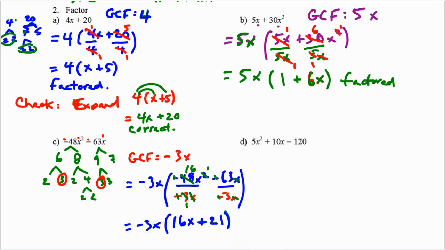Good. If we were to check this, negative 3 times 16 would give us back 48. Negative 3 times 21 would get us back to 63.